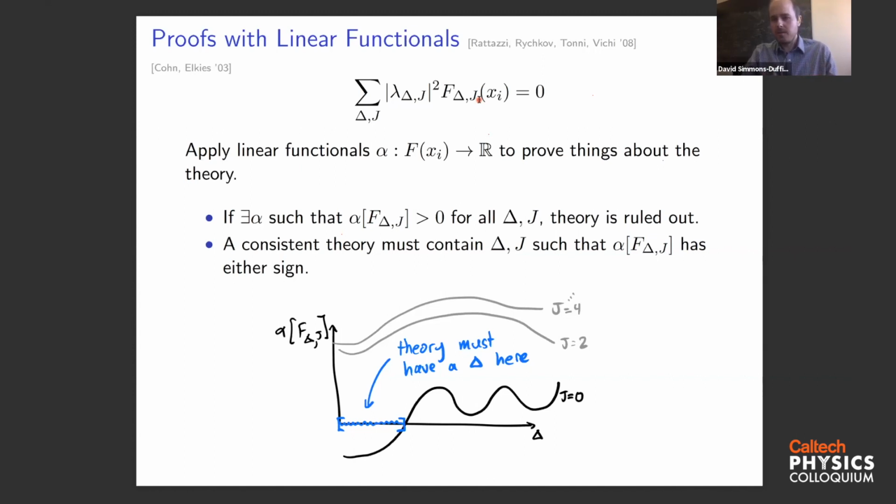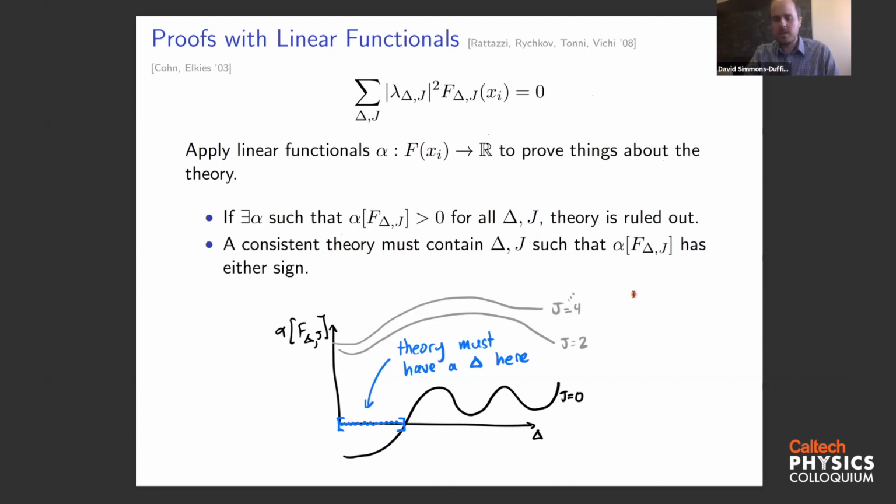Now, there's another way of phrasing this statement, which is that if you have some functional alpha, then it lets you deduce something about the spectrum. For example, a consistent theory has to contain quantum numbers such that alpha is positive and quantum numbers such that alpha is negative in order for this sum rule to balance out. This is the same as the previous statement, but it's maybe a slightly more useful formulation of it.